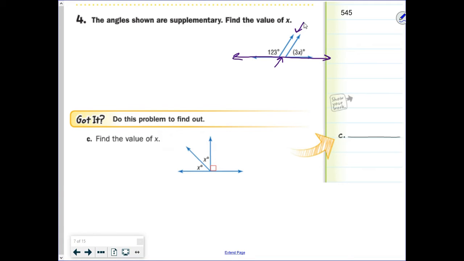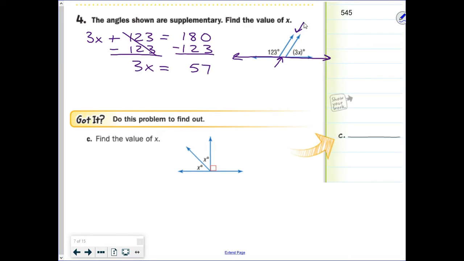So I can again write an equation. The measure of the one angle, that is 3x degrees, plus the measure of the second angle, which is 123 degrees, together have to add up to 180 degrees. I can then solve that equation by subtracting 123 from both sides. Positive 123 and negative 123 cross off, leaving me with 3x. Drop my equal sign, and 180 minus 123 equals 57.